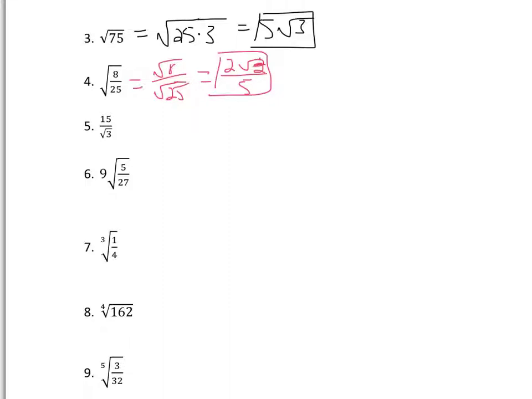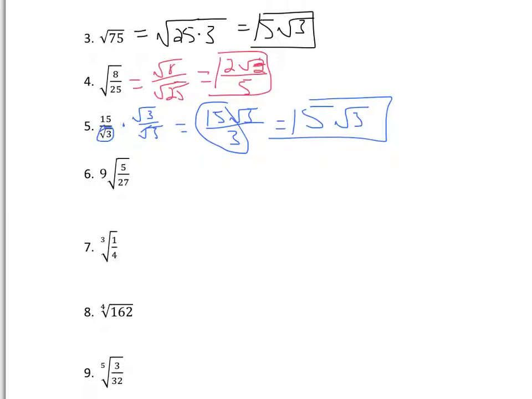Number 5. We have to rationalize the denominator. We can't have the square root in the denominator, so to get rid of it, multiply by square root of 3 over square root of 3, because that's going to get rid of our roots on the bottom. And we'll be left with 15 root 3 over 3, but you could simplify 15 thirds to 5 root 3.